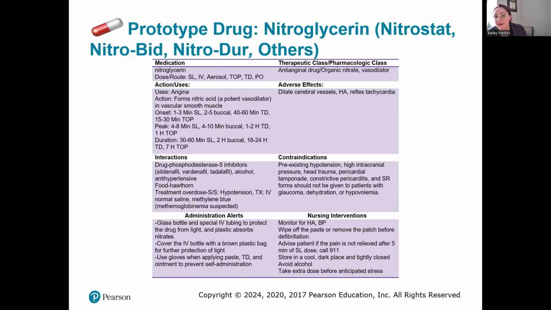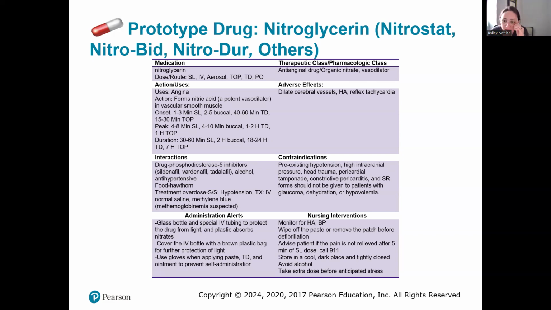And if you're going to defibrillate them, wipe off the paste, because the paste goes right here on their chest, okay? Or the patch. It goes right here. So take them off, wipe the skin before you defibrillate someone on top of it. That's for anything, but especially this, because nitroglycerin is used in like TNT.